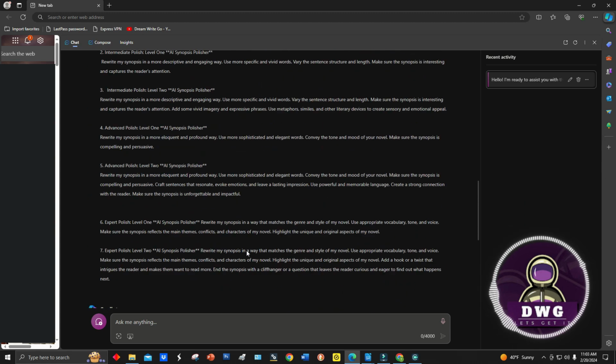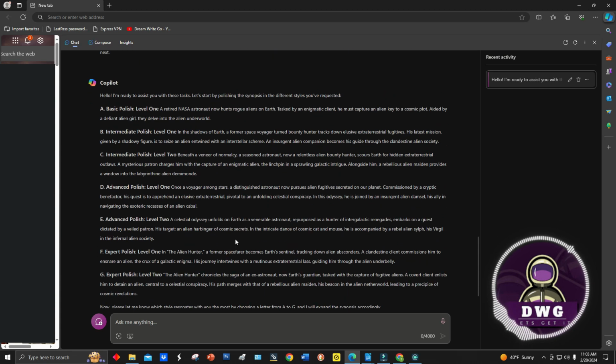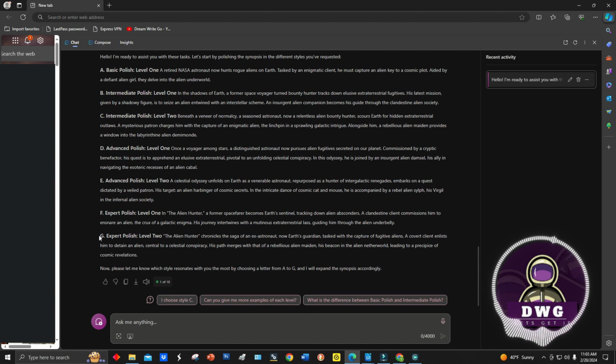And as you can see here, it took the information that was inside of the synopsis and inside of the prompt, and it added these levels of polish to them. It got level A all the way down to level G, where level G is the expert polish level 2. It now asks you, "Now, please let me know which style resonates with you the most. Choose a letter from A to G, and I will expand the synopsis accordingly."